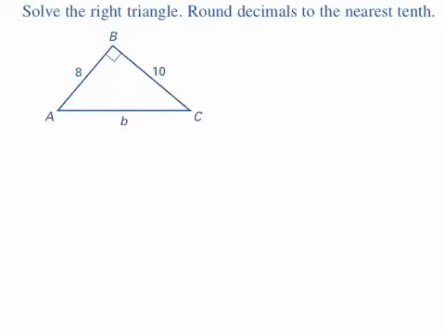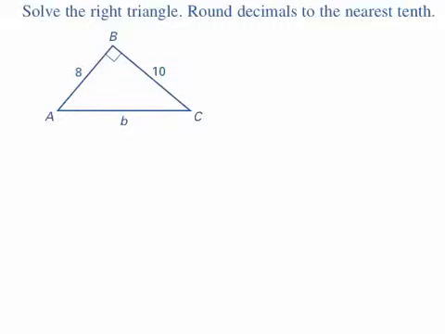When it says solve the right triangle, I know that I have a right angle. They gave me two side lengths. So what I need to do to solve this right triangle is find the missing side length, which is B, and then I also need to find the measure of angle A and the measure of angle C. The first thing I'm going to do is go ahead and find the measure of side B.